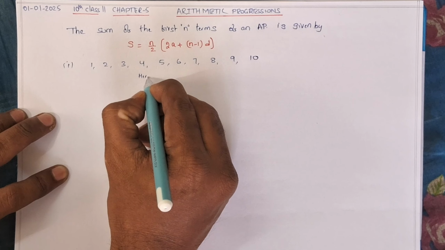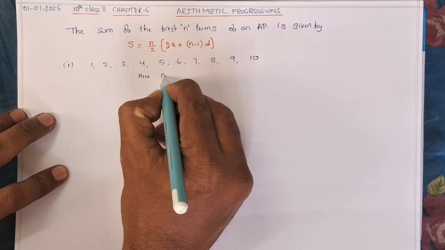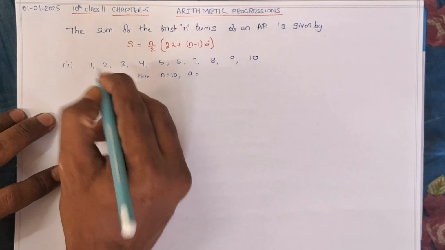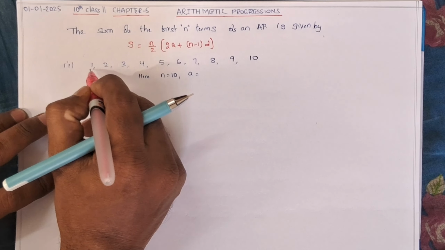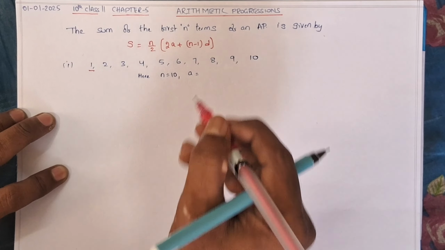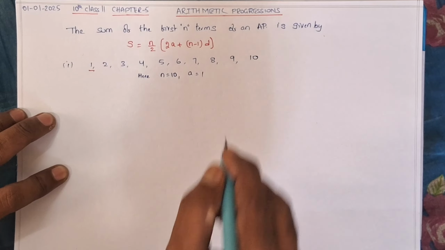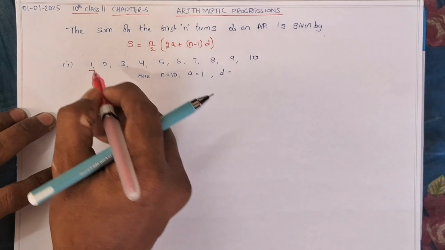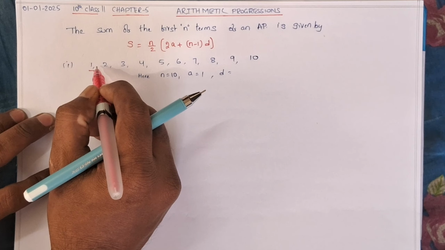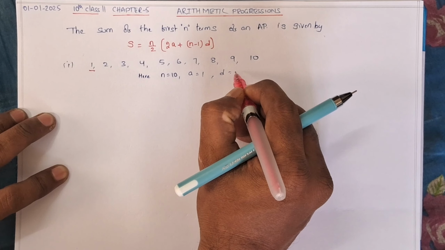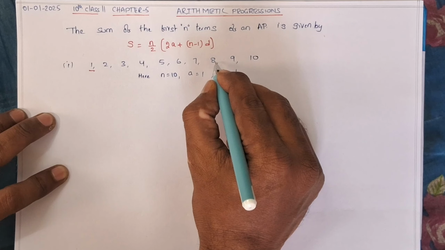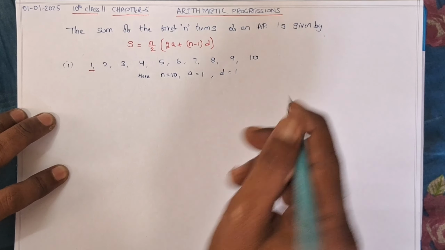Here n is equal to 10, a is equal to 1, and d is equal to... subtract any two adjacent numbers, that is 2 minus 1 is 1, or 9 minus 8 is 1.